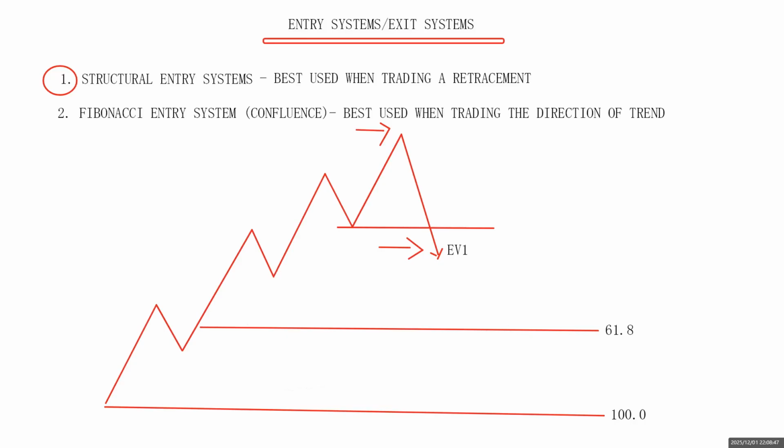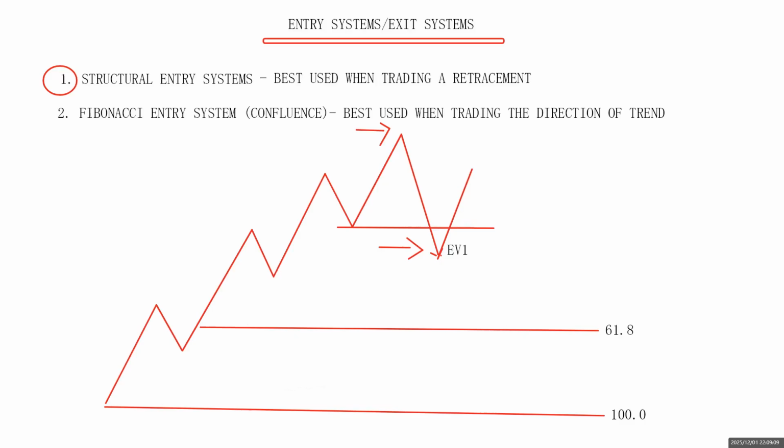EV1 means you are selling pinpoints at the break of structure. How about EV2? EV2 means that you allow prices to go back a little bit, which it does about 80 to 90% of the times. Whenever prices break structure, it goes back a little bit. In this case, we call it a discount.